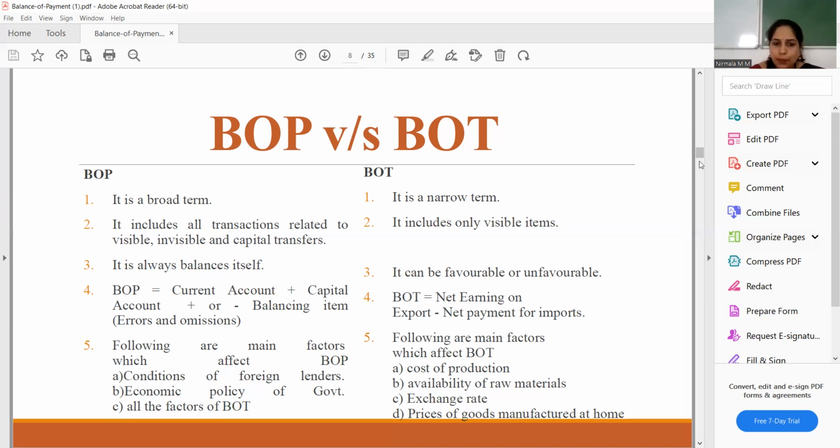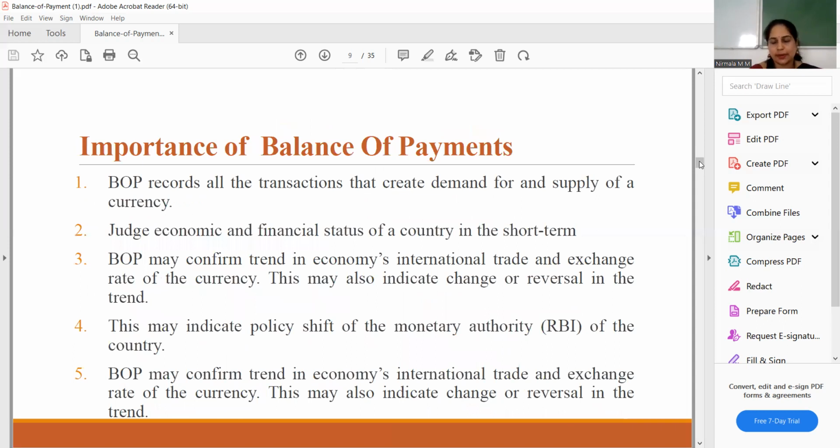A few important factors affecting balance of payment as a whole are conditions of foreign lenders, economic policy of the government, and all factors of balance of trade as well. But talking about balance of trade, the few factors which affect it are cost of production, availability of raw materials, rate of exchange, and price of manufactured goods in the domestic economy.